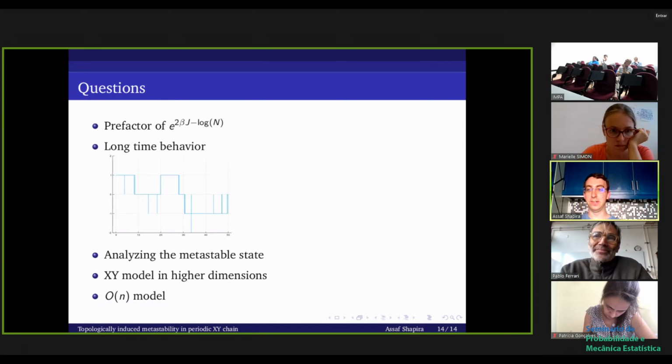What does it do when you look at the dynamics? This is a big question. I think even in the physics literature, there are no clear answers of exactly how things behave.